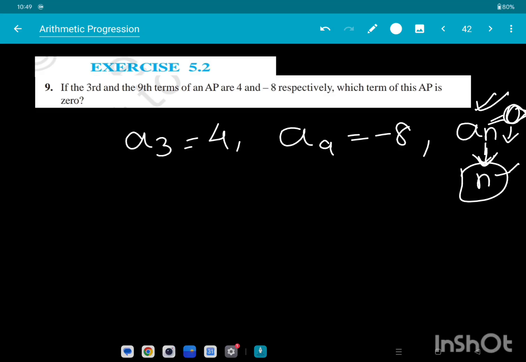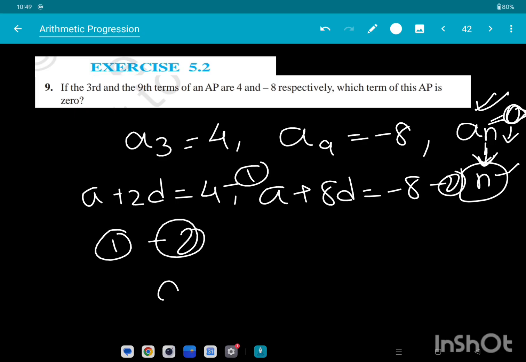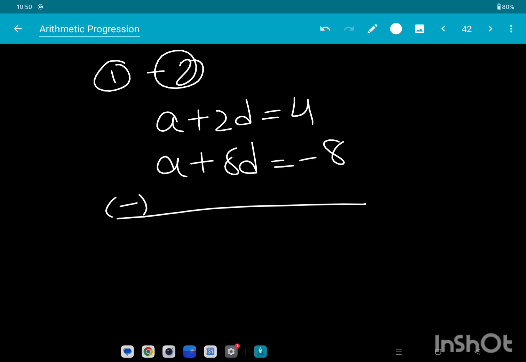Here it was given A3 is 4, A9 is minus 8. Now I need to find the A and D values by using these two. So A3 means A plus 2D is equal to 4, and A9 means A plus 8D is equal to minus 8. Let's say it is equation 1 and equation 2. If I solve 1 and 2, A plus 2D is equal to 4 and A plus 8D is equal to minus 8. Subtraction means the symbols will change, as we already know. So plus.